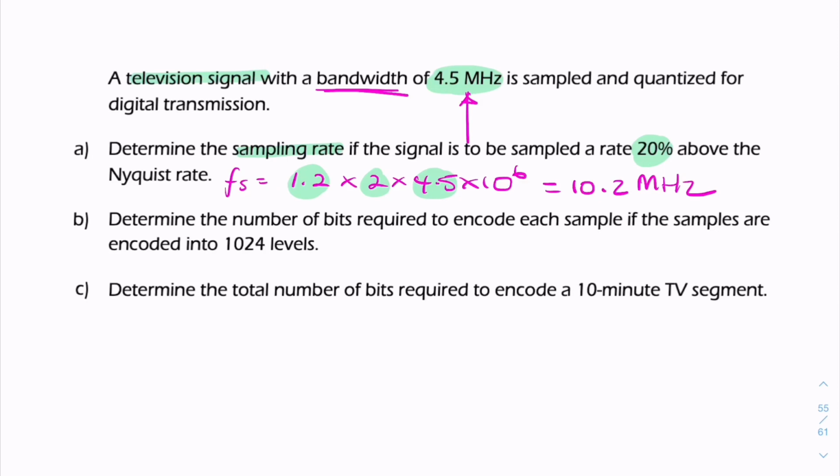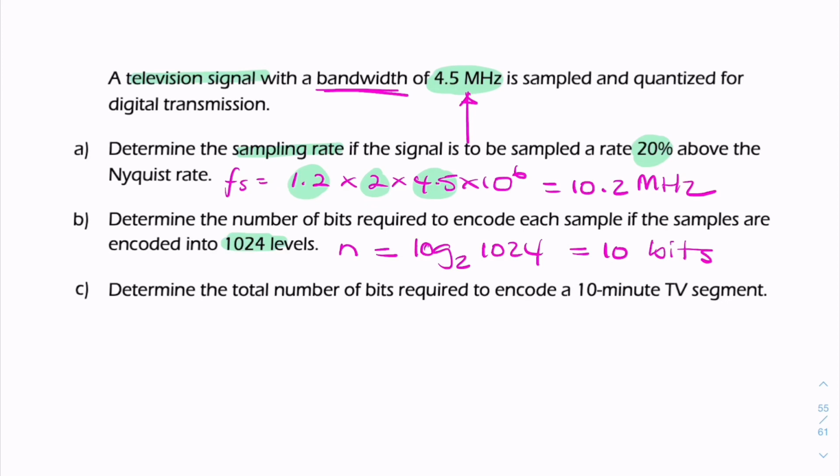The second question is to find the number of bits required to encode each sample. So that's basically finding n. And n is related directly to the number of levels. We don't have many levels in this case, it's 1,000 levels. So it's simply log to the base 2 of 1,024, which happens to be 10 bits. So not a large number of bits.